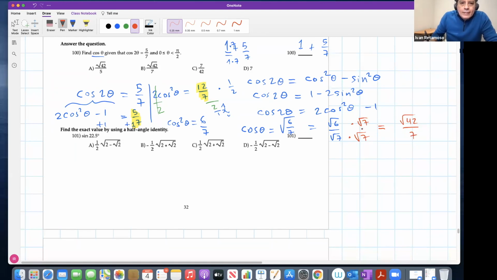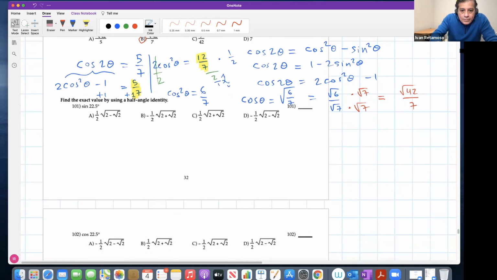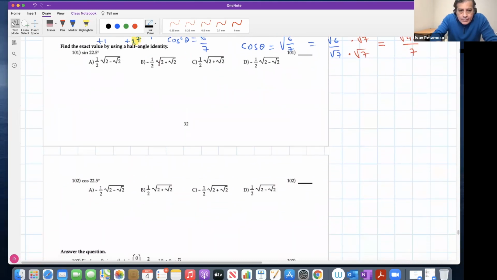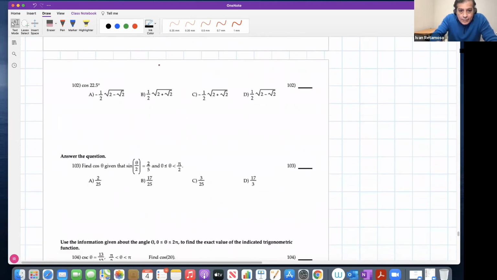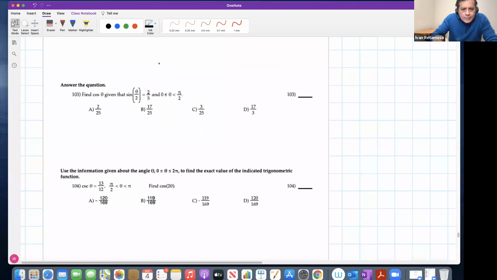Now, this angle theta is on the first quadrant, so it's positive. The square root is positive, so this is it, right? You follow, guys, there? Yeah, very good, very good. Now, probably we should finish with something with the half angle formula. I saw this one. This one is interesting.